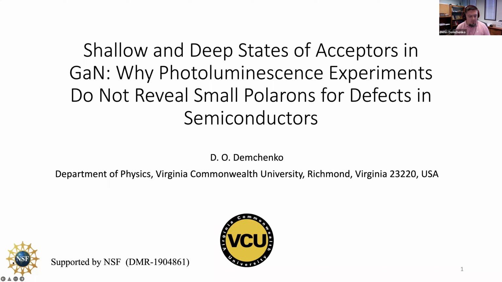So what I will talk about today, for the most part, is the difference between shallow and deep states of acceptors in gallium nitride, and why photoluminescence experiments do not show small polaron for defects in gallium nitride at least, but I believe this is a more general phenomenon. There's a range of defects where this is true, and I will try to explain what we think currently about this and how all this works. I am from VCU, Virginia Commonwealth University, and this work was supported by NSF. We are grateful for that.